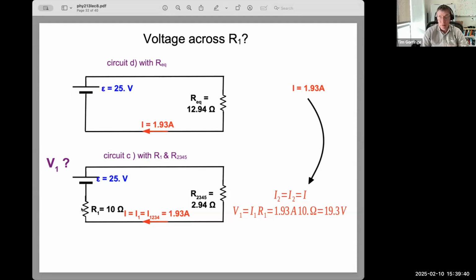We used a couple of circuits, an equivalent circuit and another equivalent circuit, and we used those two circuits and ideas of resistors in series together with Ohm's law. Let's go on to the next part.